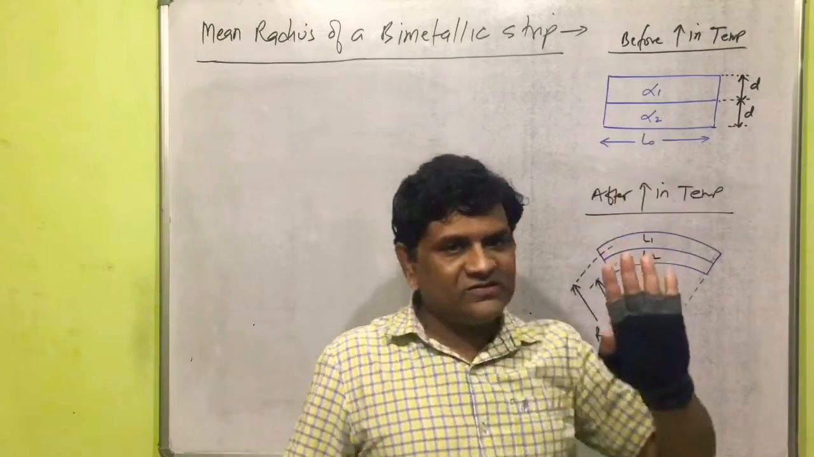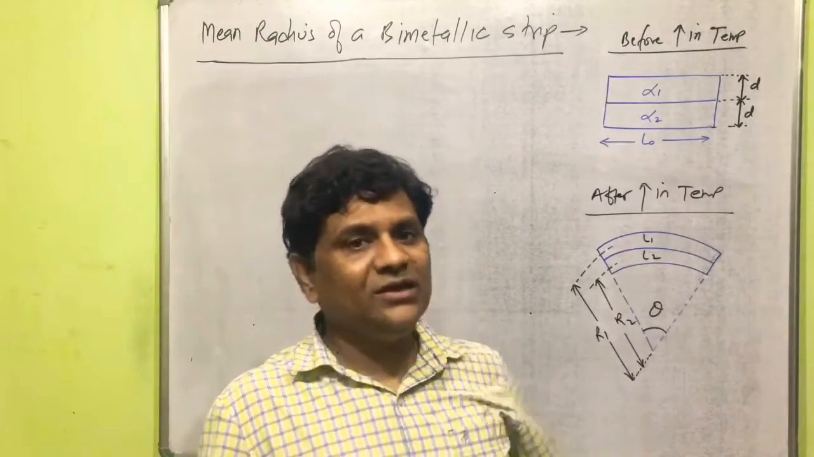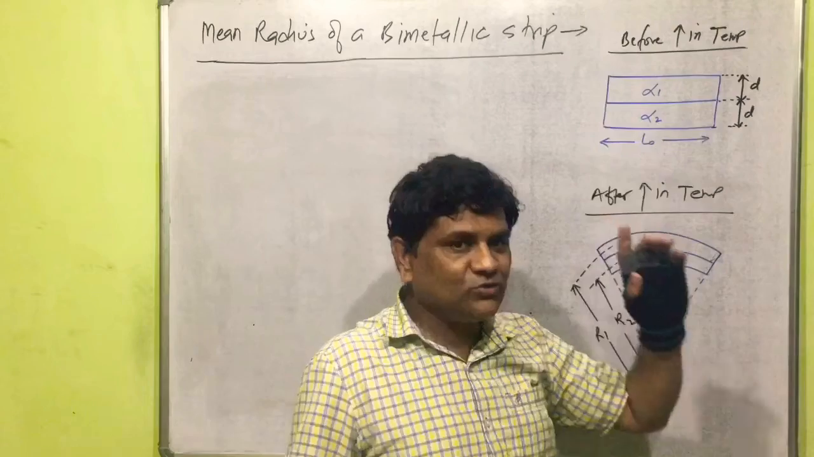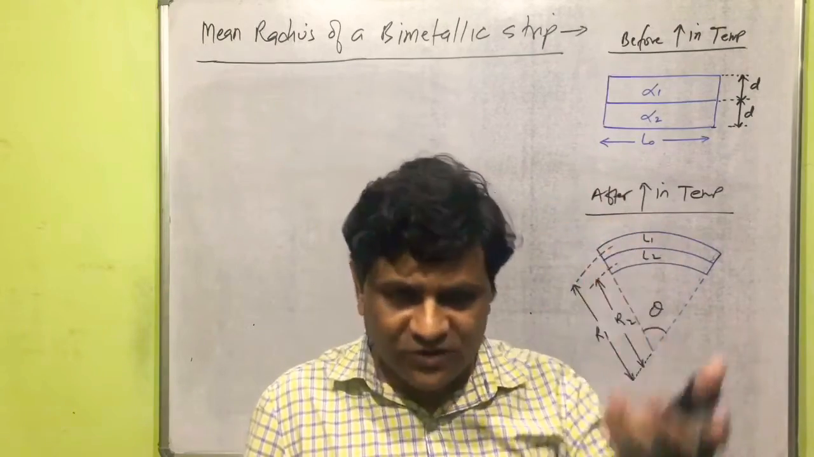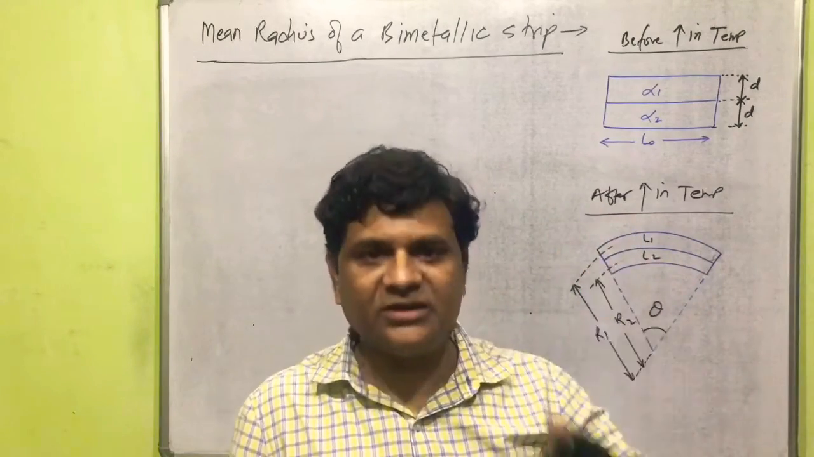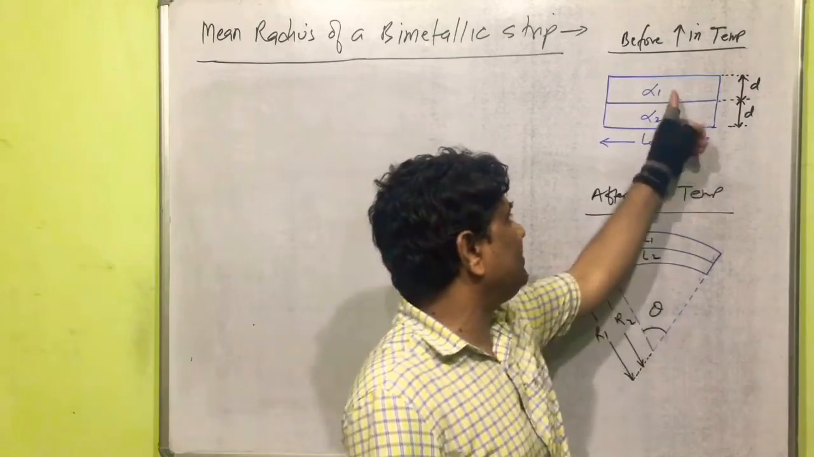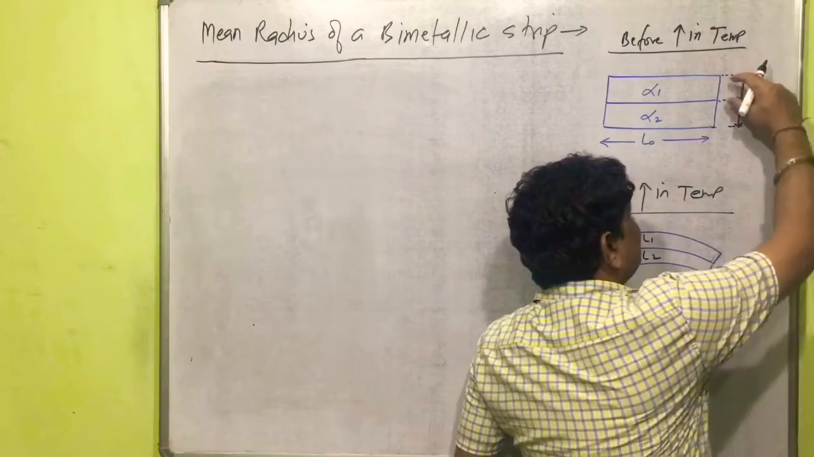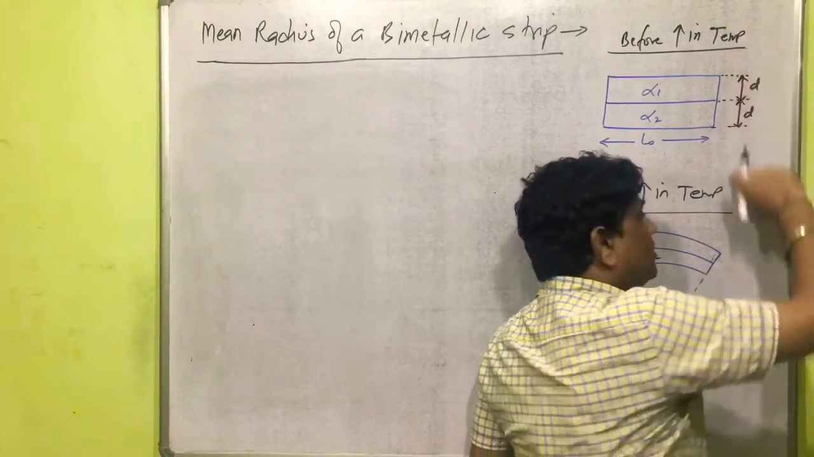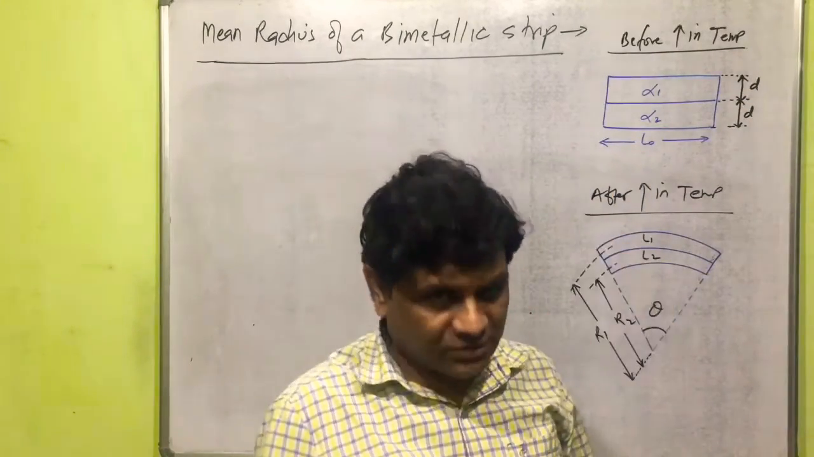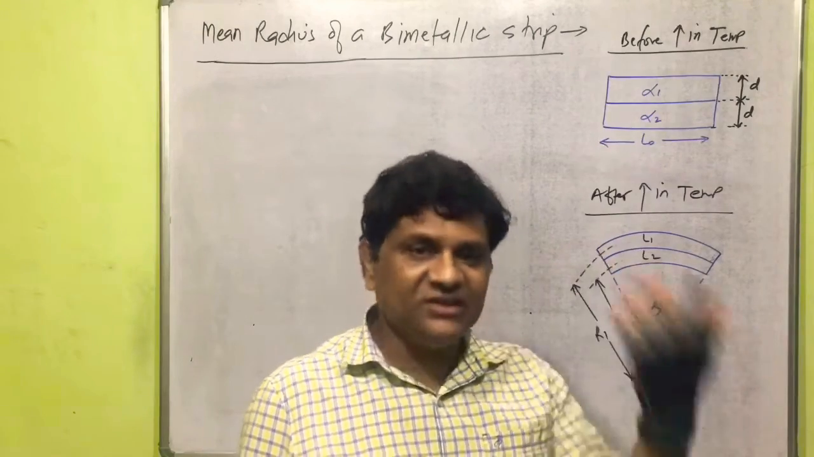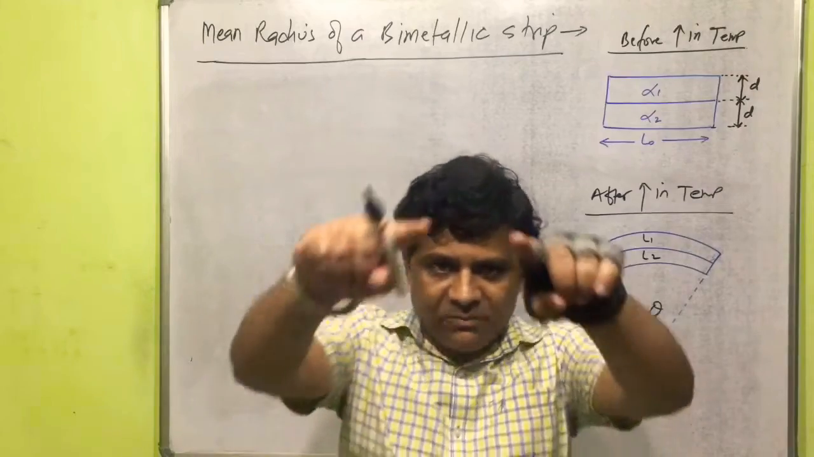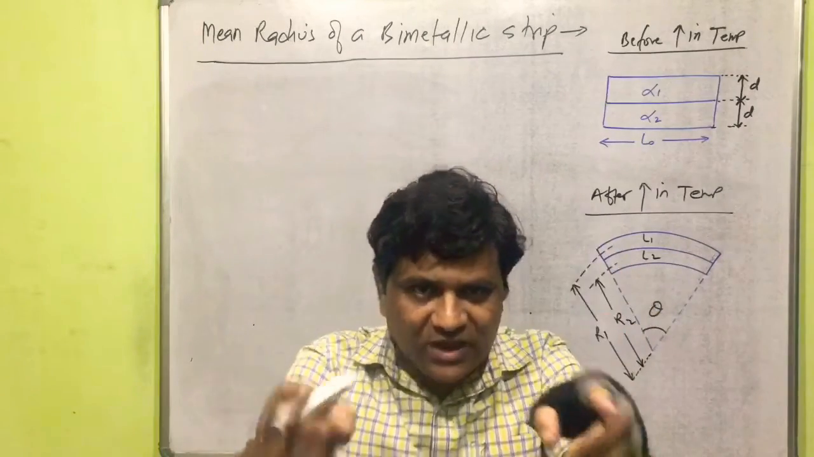Now, in this diagram, L naught is the initial length of the bimetallic strip. Alpha 1 and alpha 2 are the coefficients of linear expansion of the upper strip and of the lower strip. Small d is the thickness of each strip. Now, after the rise in temperature, the bimetallic strip is bending into an arc.